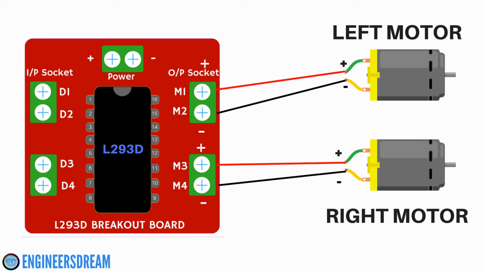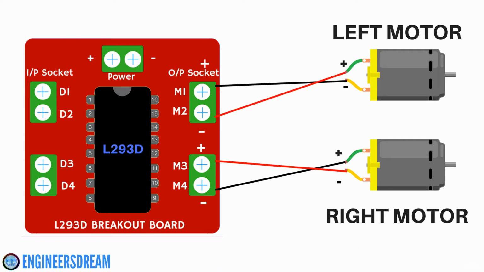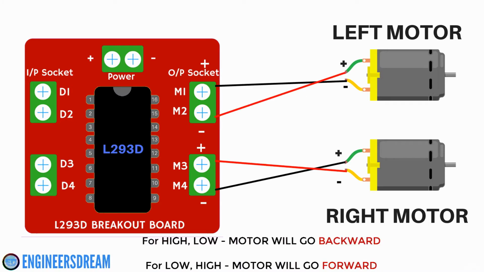Now, if you have connected the positive wire from the DC motor to the positive socket of the motor driver and the negative wire of the DC motor to the negative socket, then when we write a command for going forward, that is high-low, the robot will go forward. But if you have connected the negative wire of the DC motor to the positive socket of the motor driver and the positive wire to the negative socket, then when you write a command of high-low, instead of going forward, the motors will go backward, because the polarities are interchanged over here.